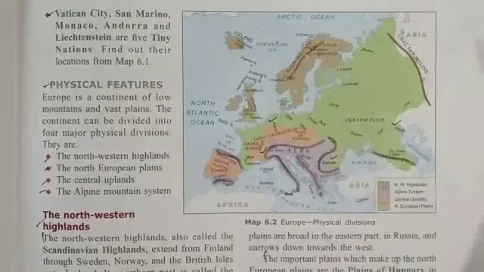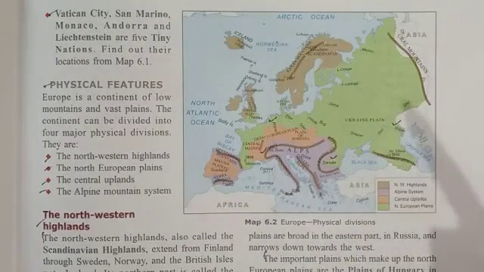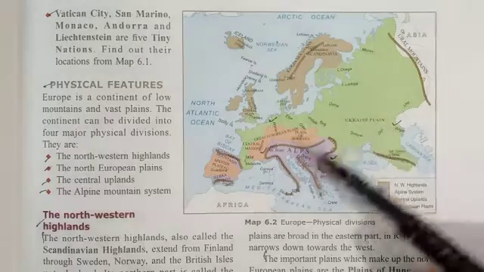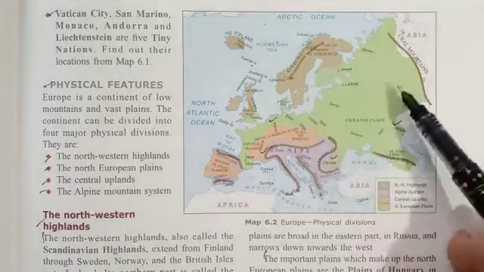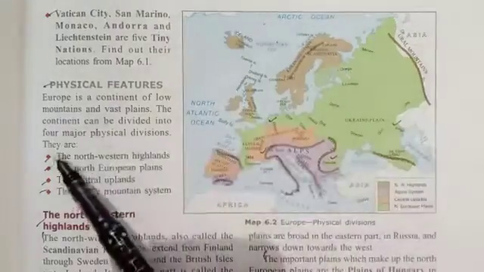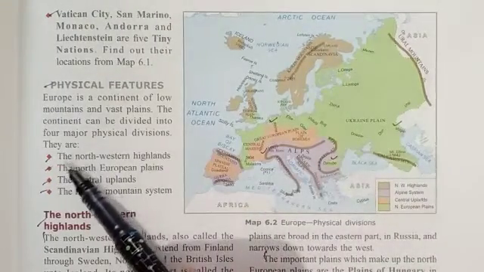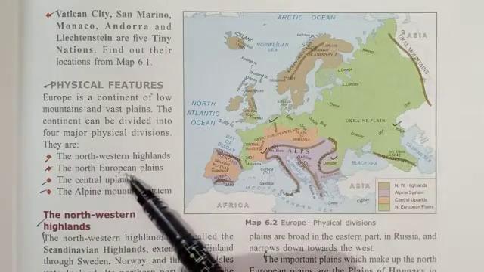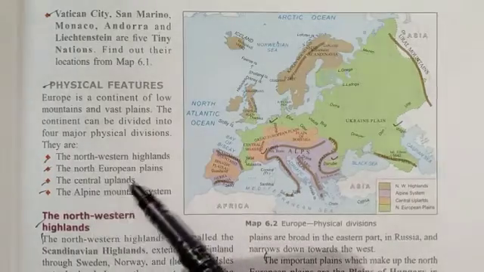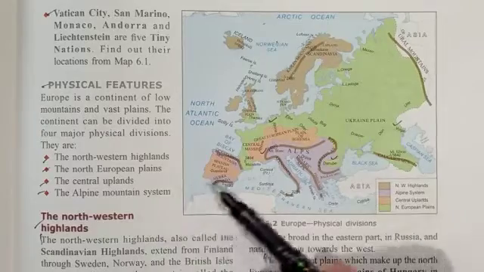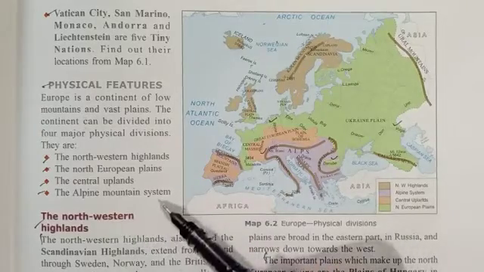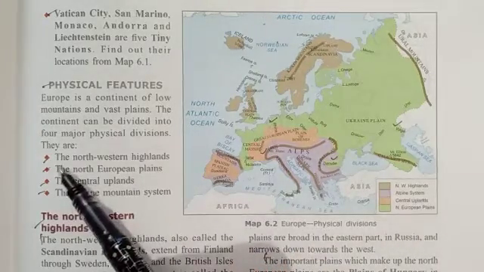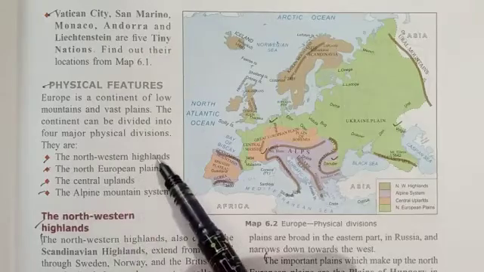Now, Europe is a continent of low mountains and vast plains. The continent can be divided into four major physical divisions. What are those divisions? The Northwestern Highland, the North European Plains, the Central Upland, and the Alpine Mountain System. So we will take them one by one. Now let's take the first, that is the Northwestern Highlands.